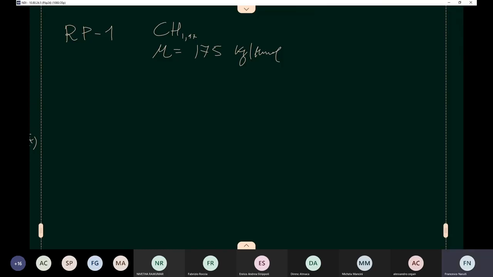So this is a storable fuel. We have a wide range in liquid phase, normal conditions, it should be between 225, this is, let's put it here, RP1.